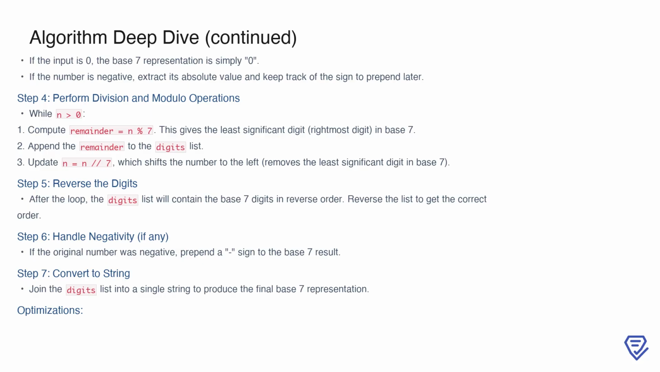Finally, to obtain the correct order of digits, we reverse the digits list. If the original number was negative, we prepend a dash sign to the result. The last step is to join the digits into a single string, which forms the final base 7 representation.